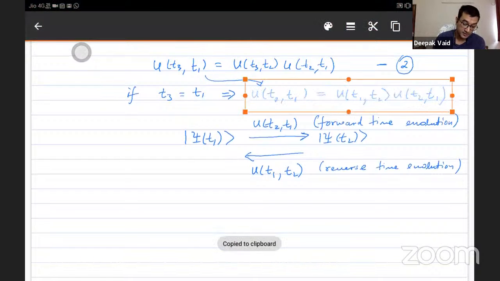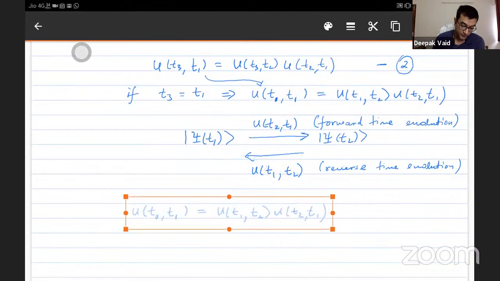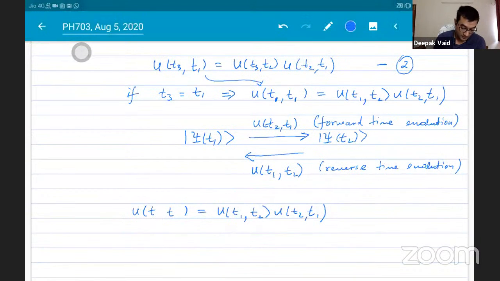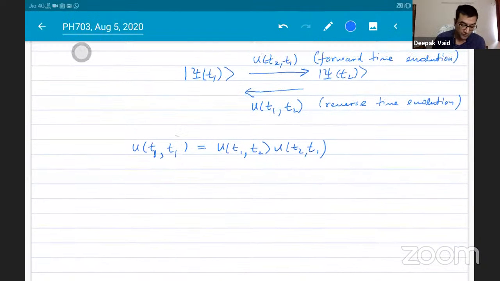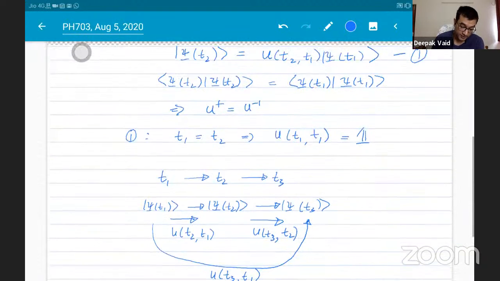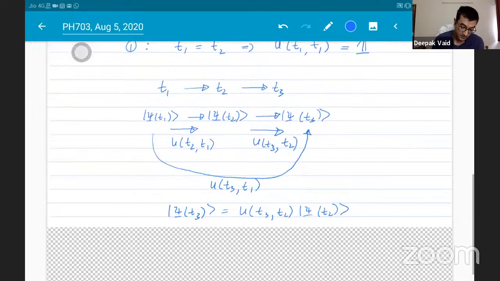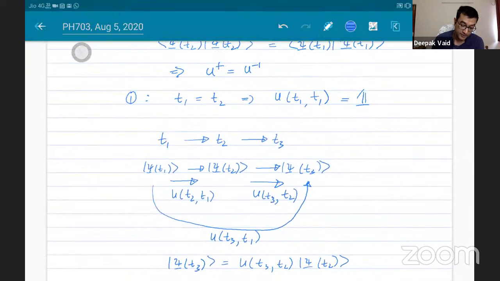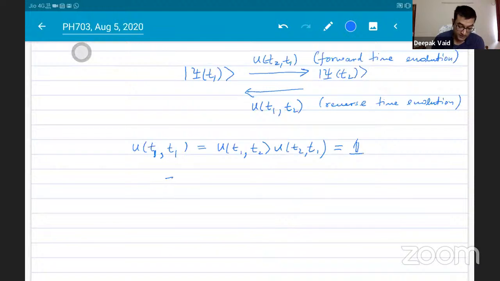Now, this guy, let me put it here. So we have this condition. Get this a little bit more clearly. T1, T1. Now, what is U of T1, T1? That is just the identity operator, right? We saw that here. This is the identity operator.